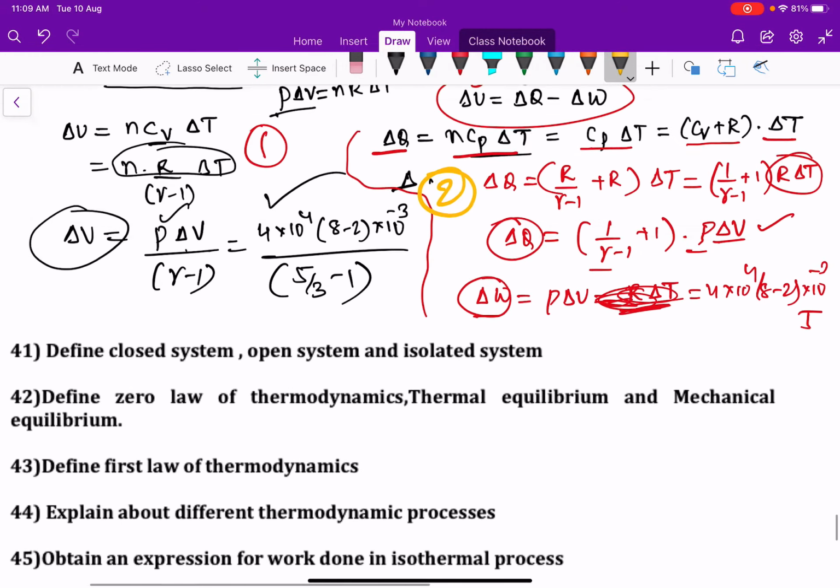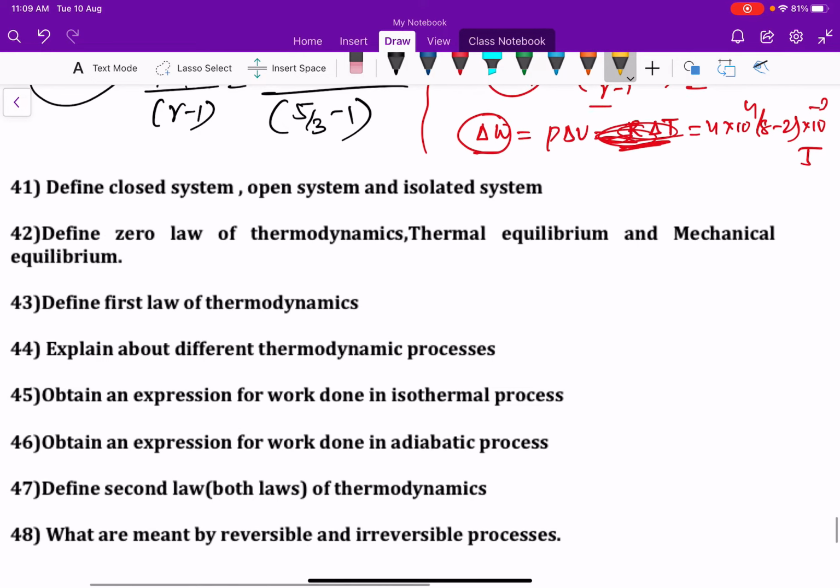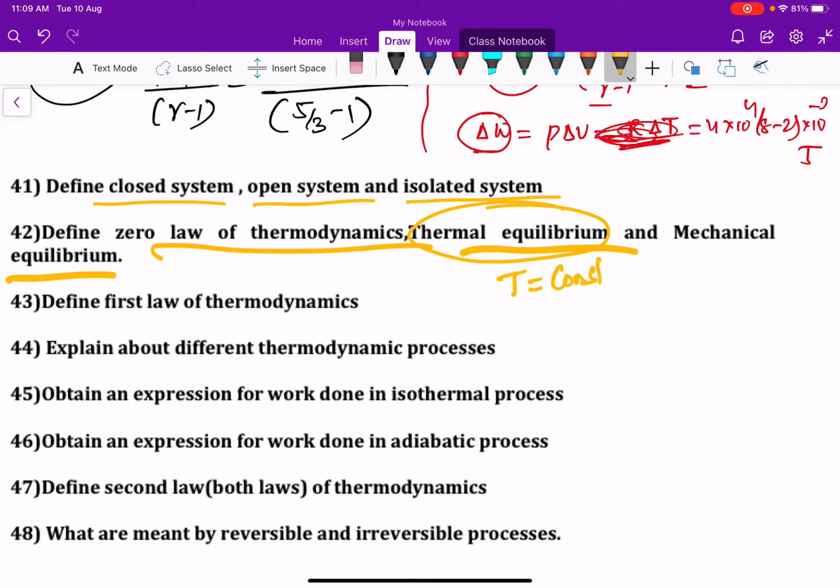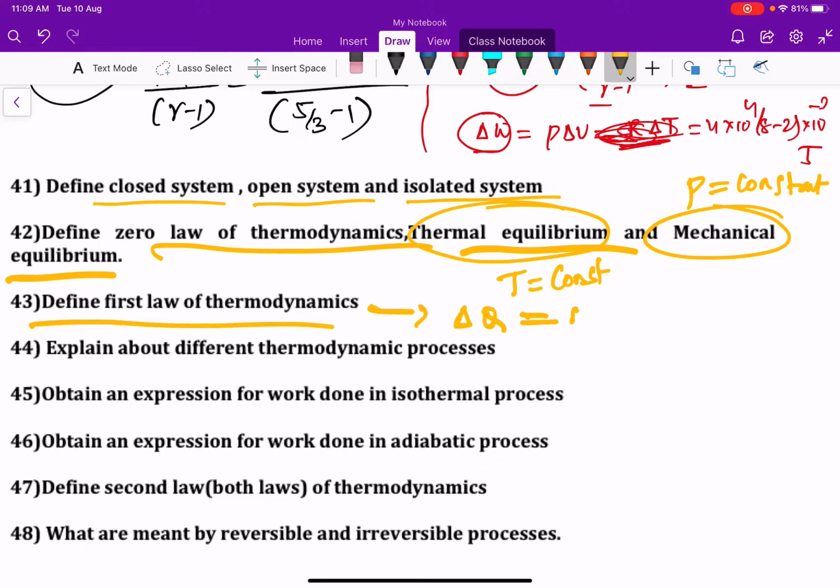And next, question number 41. Question number 41: define closed system, open system and isolated system. I have given this in the lecture videos already. Define the zeroth law of thermodynamics, thermal equilibrium and mechanical equilibrium. Thermal equilibrium is nothing but equilibrium when two bodies are at the same temperature, and mechanical equilibrium is one in which pressure remains constant. And define the first law of thermodynamics, that is delta Q is equal to delta U plus delta W. This is the first law of thermodynamics, and write it in terms of words.